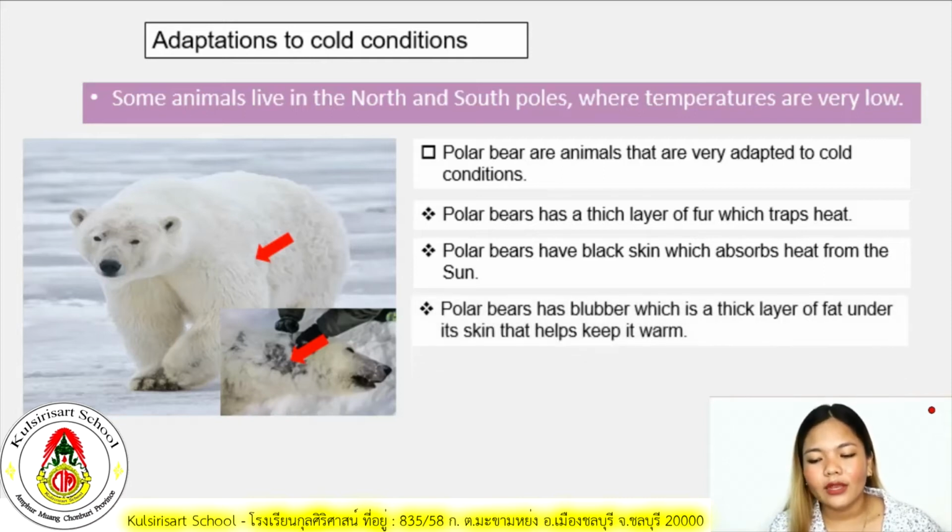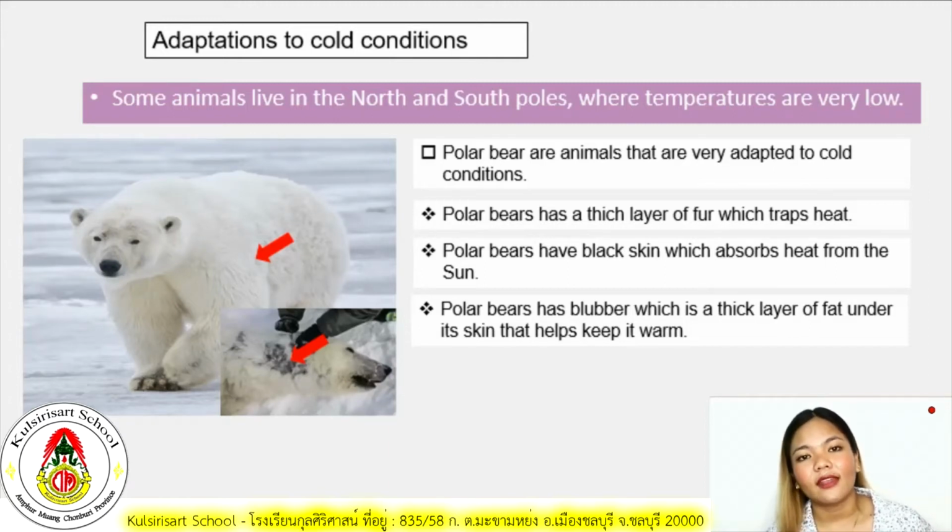And the next one is that polar bears have a blubber, which is a thick layer of fat under the skin that helps it keep warm. Okay, so I want you to take note of this one again. Polar bears have a blubber. This blubber is a thick fat which helps it keep itself warm.